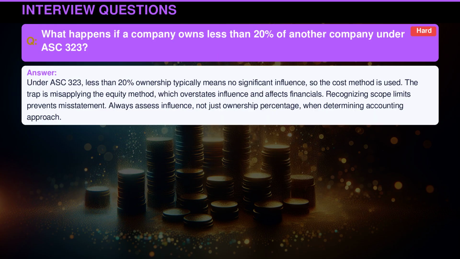Under ASC 323, less than 20% ownership typically means no significant influence, so the cost method is used. The trap is misapplying the equity method, which overstates influence and affects financials. Recognizing scope limits prevents misstatement. Always assess influence, not just ownership percentage, when determining accounting approach.